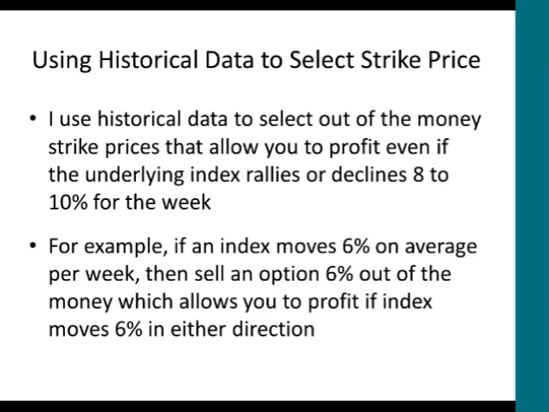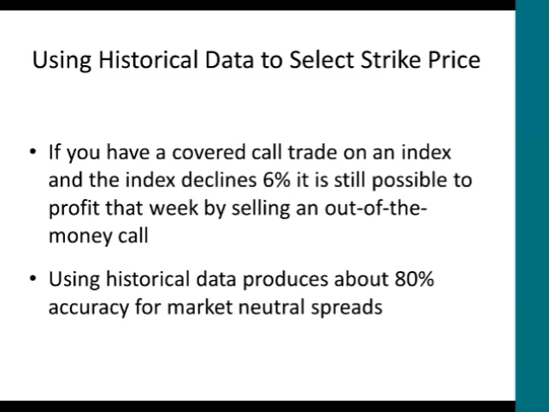For example, if an index on average moves 6% per week, then I'll sell an out of the money option that's out 6% from the price of the index. This would allow me to profit if the index moves up or down 6% that week. Using this historical data, I'm about 80% accurate on these market neutral spreads.